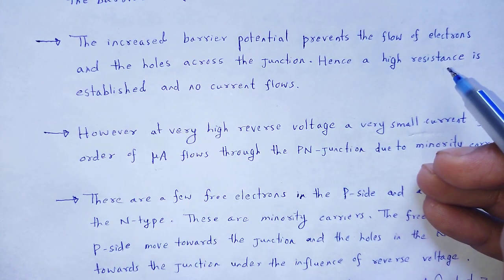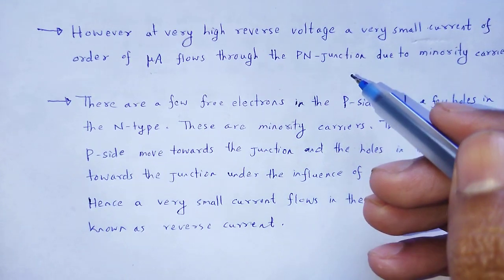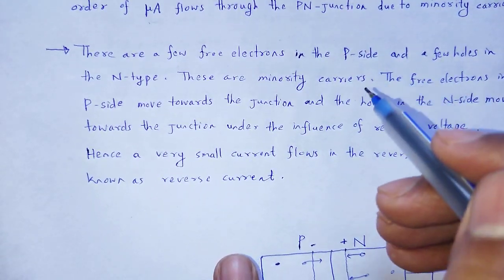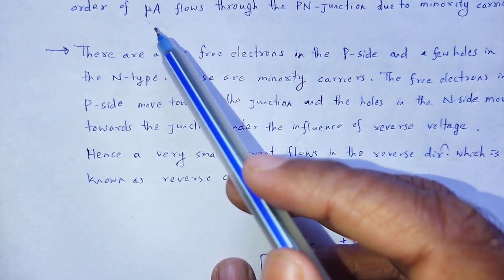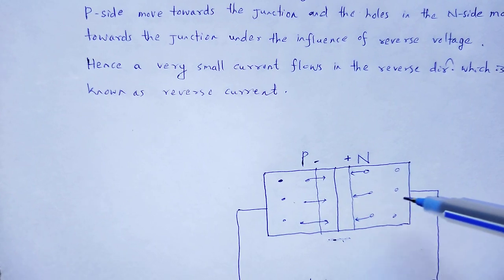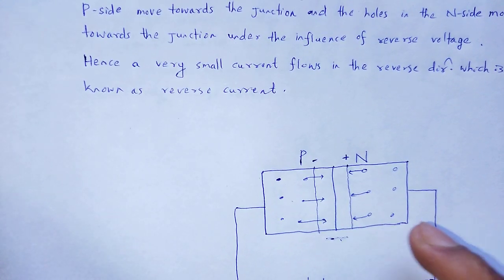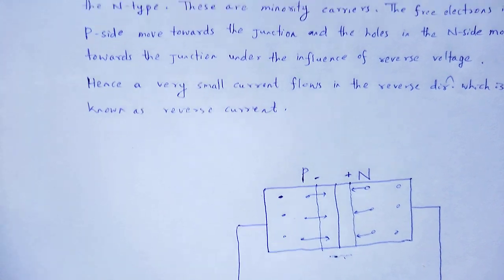Due to the high resistance, no current flows, but at very high reverse voltage, a very small current, on the order of some microamperes, flows through the p-n junction due to the minority charge carriers. How do the minority charge carriers help a very small amount of current to flow?